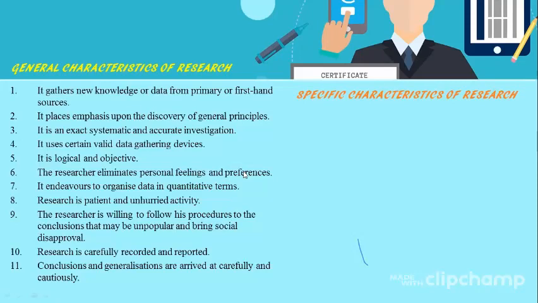Then these are the various other characteristics of research. You can just go through the various other characteristics of research. See the sixth point, that is, the researcher eliminates personal feelings and preferences. Now I would like to discuss this. Research is not bothered with what you feel or what you believe. It's what the outcome comes through data and analysis of the same.